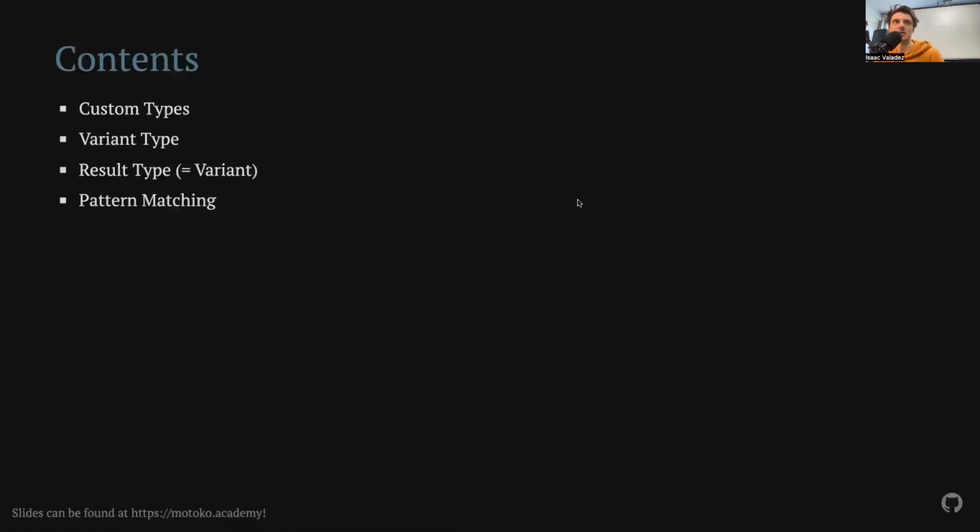The contents are in order. I'm going to talk about custom types, a pretty simple concept, which I think everyone knows from just every other programming language. A variant type, which most people might know as an enum in TypeScript, for example, and then a specific variant, which is the result type, and it's something you'll come into contact with often while writing Motoko. And at the end, I'm going to talk a little about pattern matching, which can be an advanced topic.